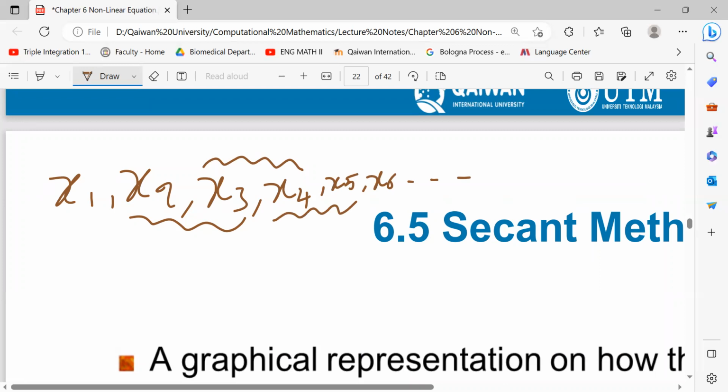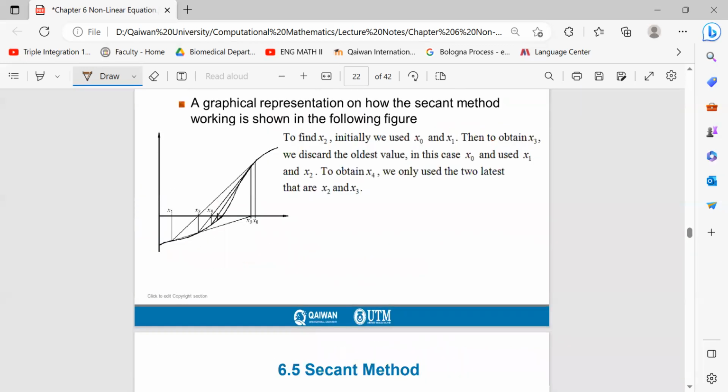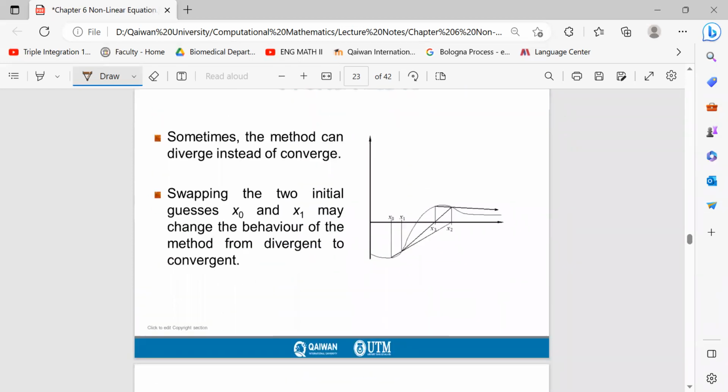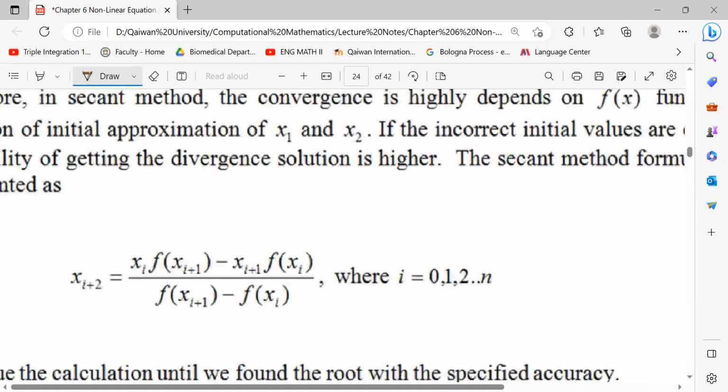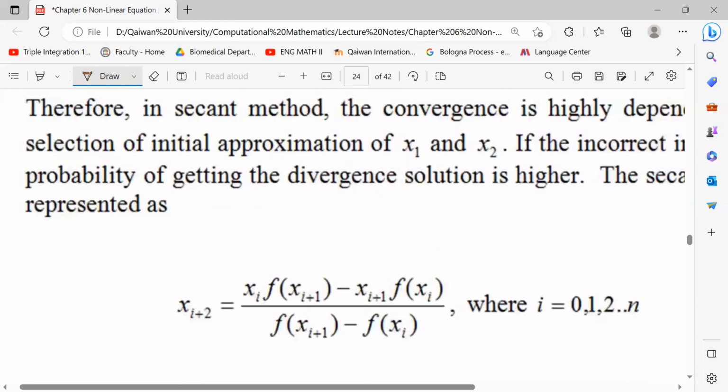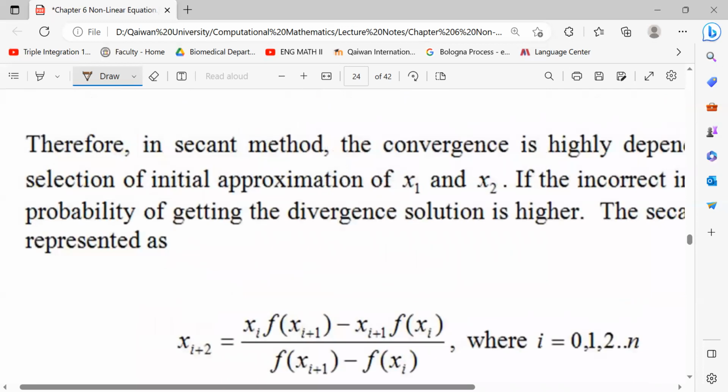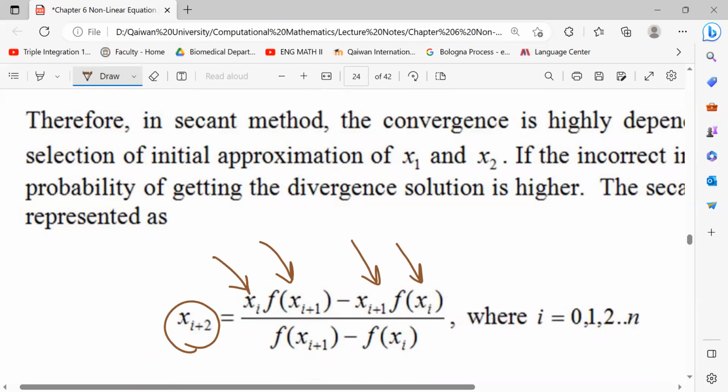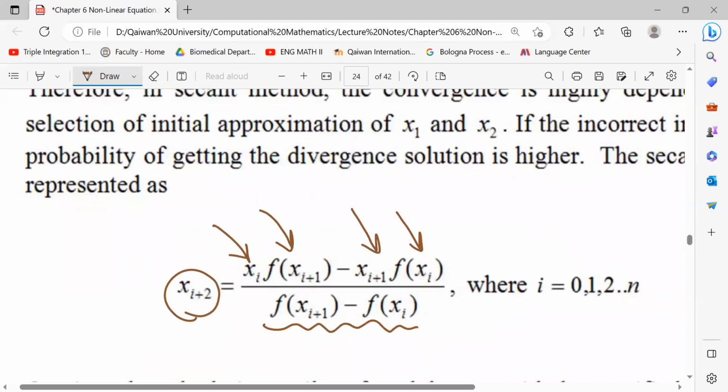In the example, we must have 2 points and a function. The function and 2 points must be given. Also the value of epsilon must be given. The formula is this. Here we say x(i+2) is x(i) times f of x(i+1) minus x(i+1) times f of x(i), all divided by f of x(i+1) minus f of x(i).